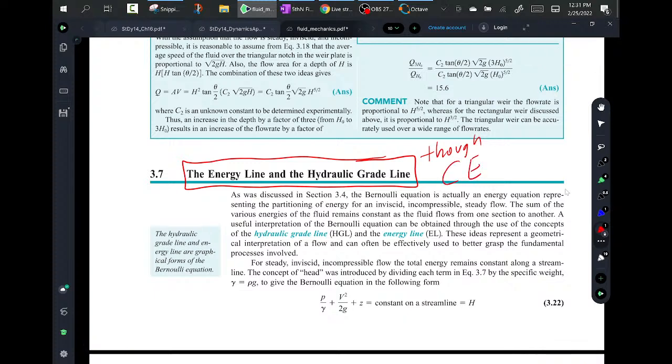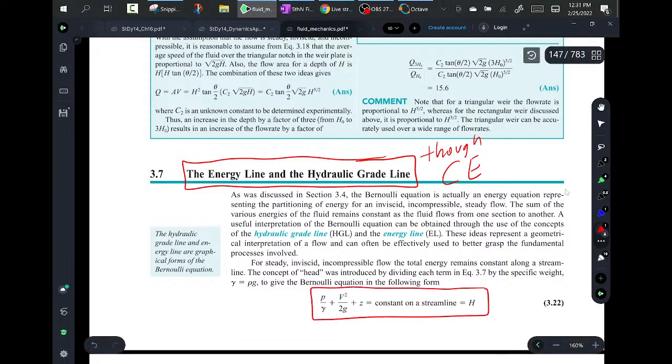Okay, so let's look at Bernoulli's equation we saw before: P plus gamma z plus rho v squared over 2. We rewrite it, and what we do is divide by gamma. Before, the units of this equation were pressure.